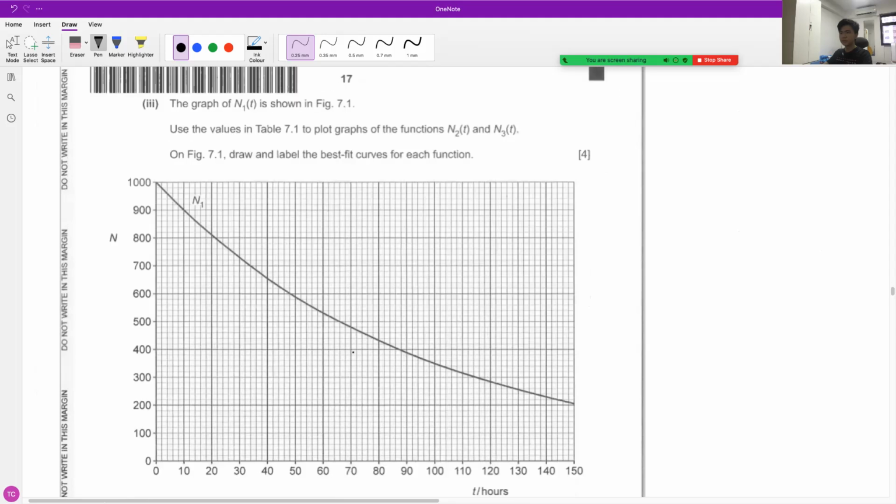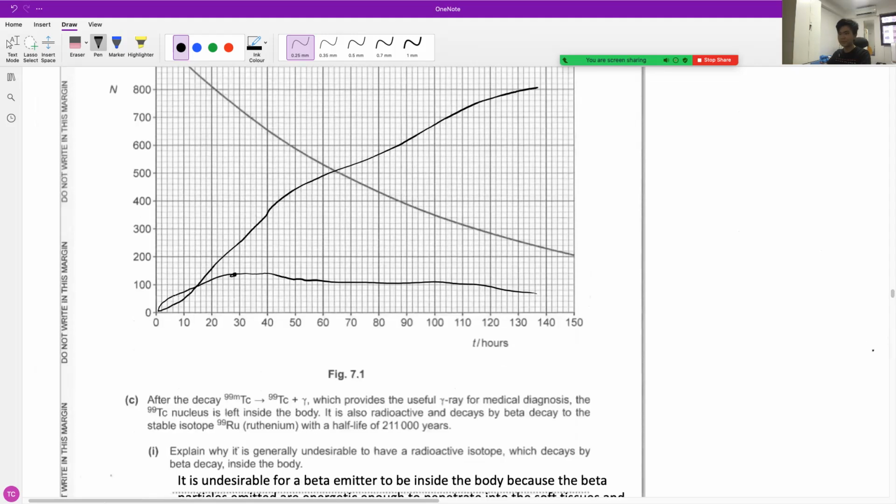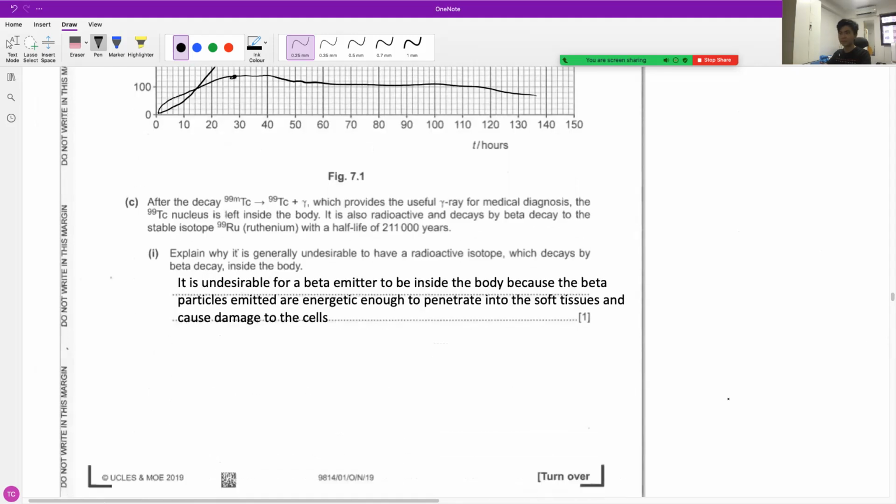Okay, so then the third part, we're asked to draw and label the best fit curves for each function. I'm not going to plot all the single points, but the answer key looks something like that. And then this one will go up, and it maximizes at around, it looks something like that. It maximizes around 28, and it goes down. So this is just a very rough sketch. I'll leave it to you to plot it yourself.